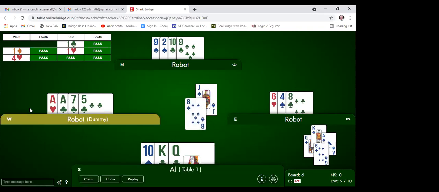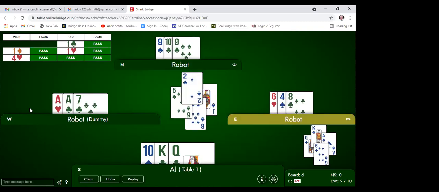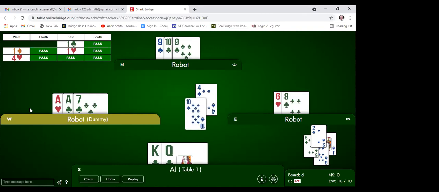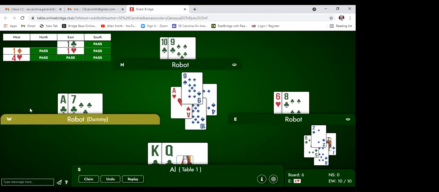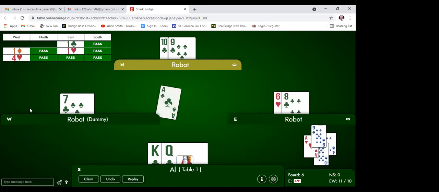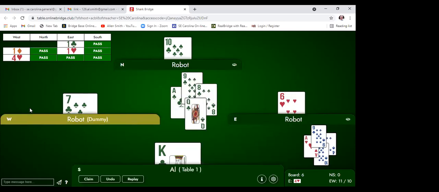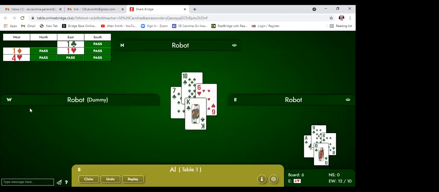Throws away the club. And now leads another spade, and he roughs it. See how he's using his trump individually to take tricks. Now he takes the ace of clubs, and lo and behold, he leads the last club and he roughs it, and he takes all 13 tricks.